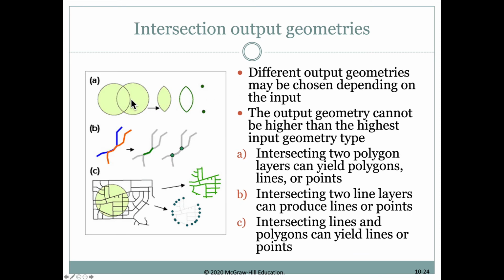So when we're doing intersect, we can have different types. We can either have points, lines, or polygons. We can have the points and lines as input, and we can have points, lines, or polygons as output. So let's take a look at some examples.